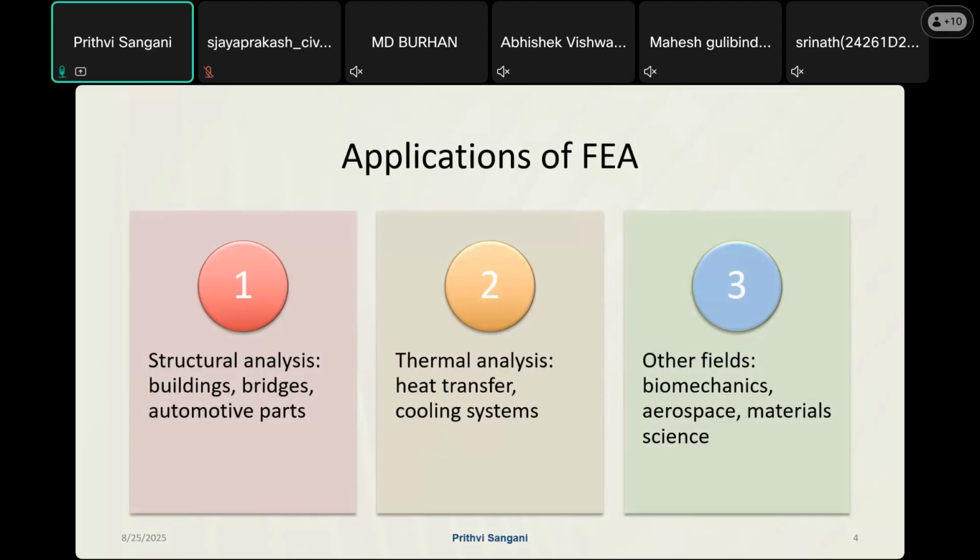When expense is concerned, finite element analysis requires a lot of computational time or computational cost as well, because you need not special computers, but high processing computers to analyze different problems using finite element analysis. So these are used in structural analysis, like buildings, bridges, automotive parts, and stuff like that. Thermal analysis and other fields as well: biomechanics, aerospace, and material science.